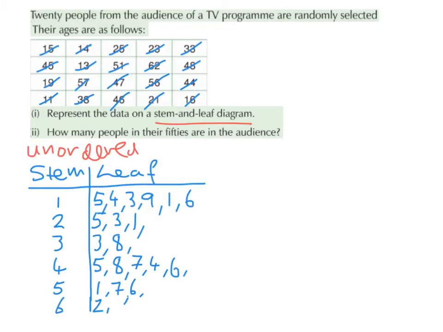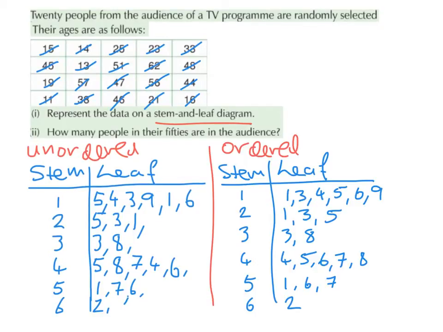Now I need to order it. So I need to order these numbers from smallest to largest. So in order from smallest to largest, I have 1, 3, 4, 5, 6, 9, 1, 3, 5, 3, 8, 4, 5, 6, 7, 8, 1, 6, 7, and 2.